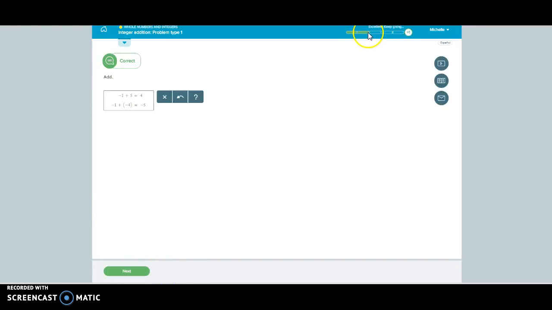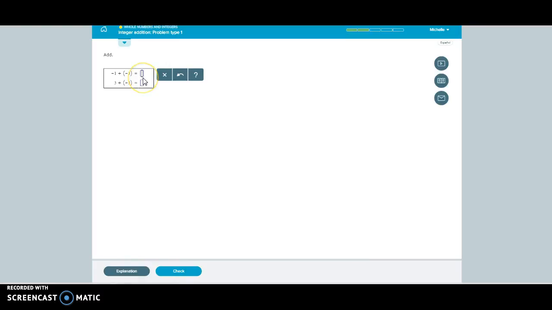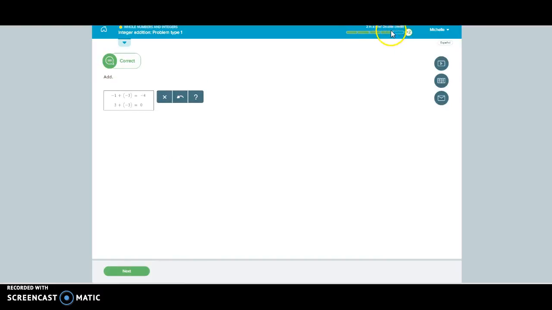Now I got another green bar. I didn't get 2 because I got 1 wrong in between. Now I'm going to answer another question. And now notice I'm going to get 2 green bars because I got 2 right in a row.